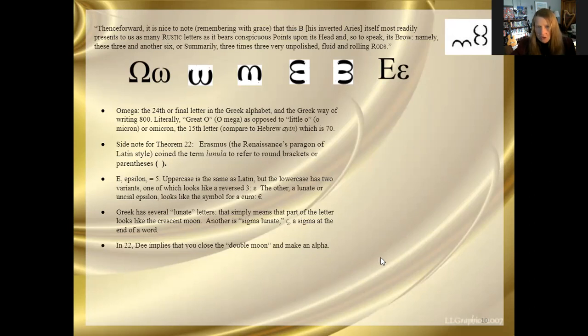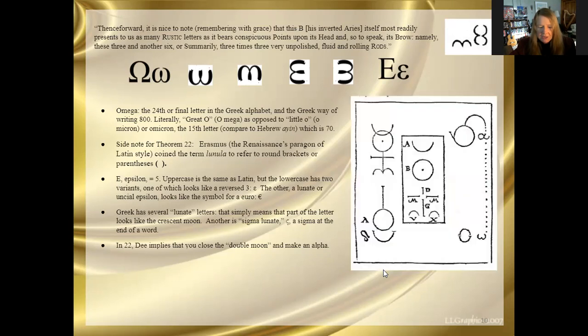So in 22, as we've already seen, D implies that you close that double moon and then it will go up the side of what looks like a distilling apparatus and make an alpha, unless it is the alpha dripping down and becoming an omega. But what about other O's? Because if you close that omega by this whole little play D has taken us through, you get an O. And after all, omega is a big O. Well, there are others. All right, there is omega, but here are some others.